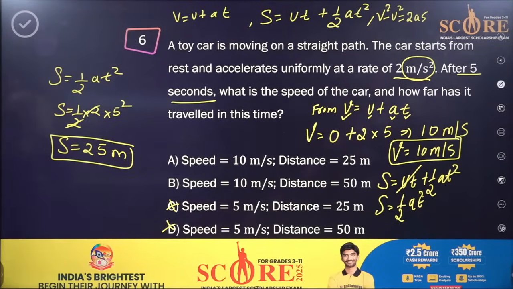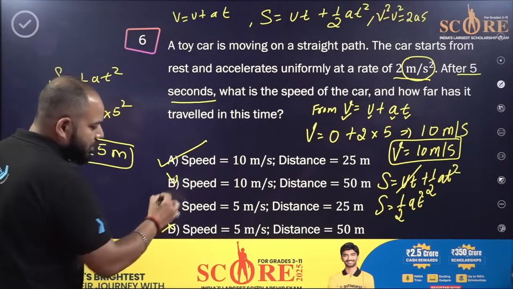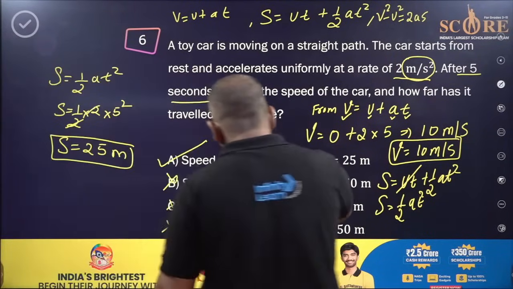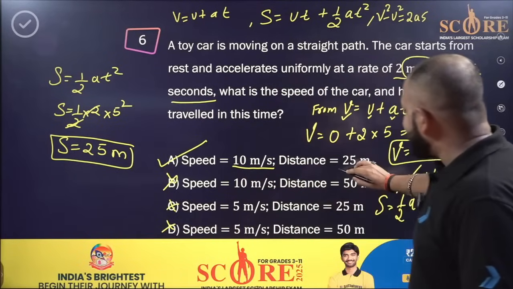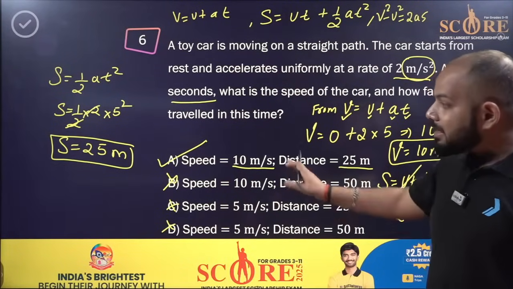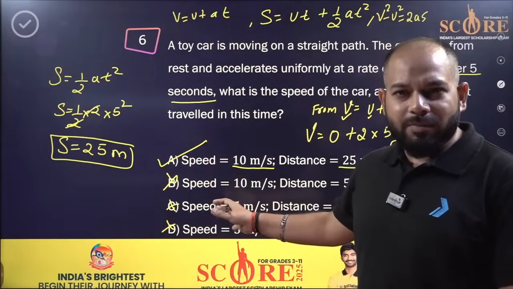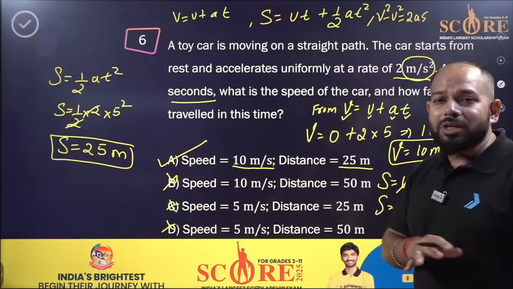Now we can get the answer. Which one is the correct one? Obviously A is the correct one. B is wrong because we are getting the speed as 10 meter per second and distance as 25 meters. I hope it's been clear. These types of questions will come, so you have to do it like this. It won't take much time if you are practicing these questions.